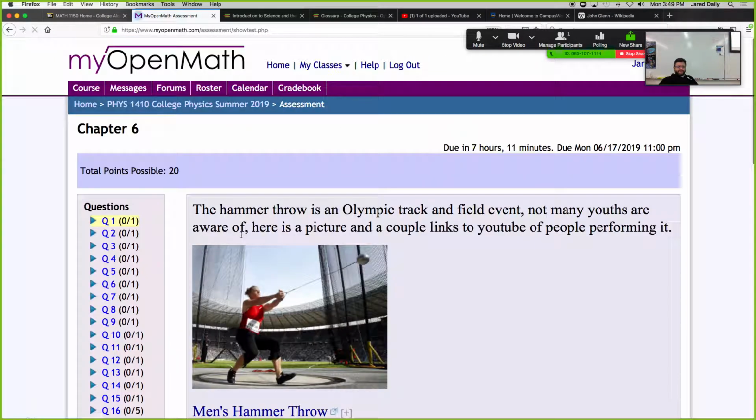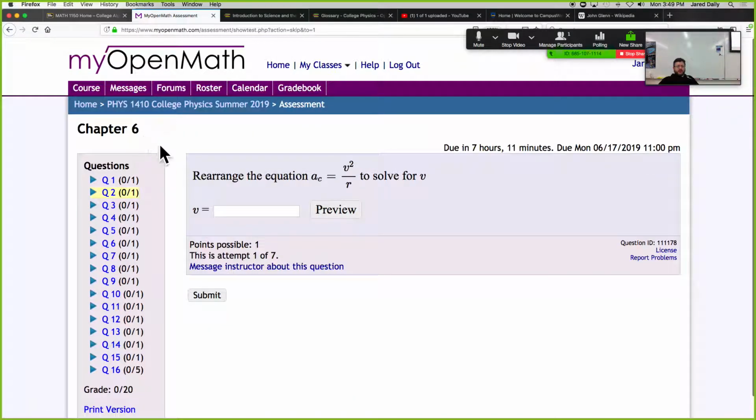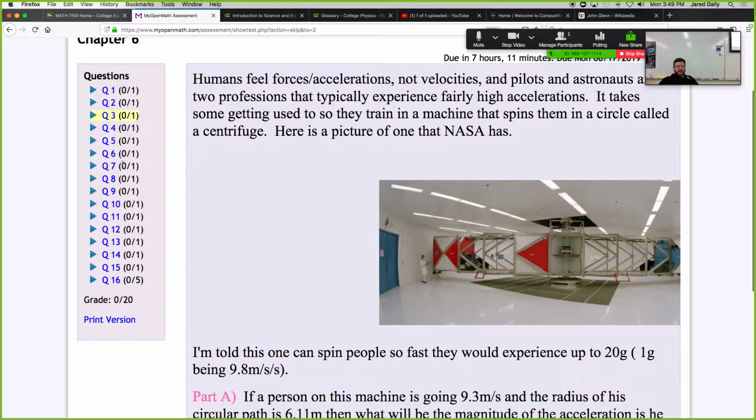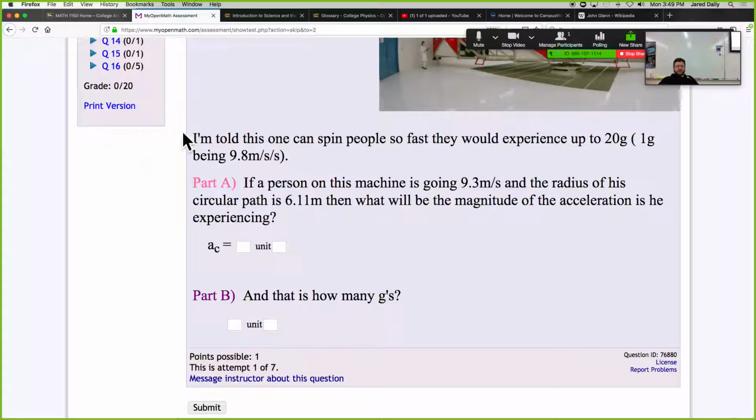Chapter 6. So the hammer throw, rearranging equations, we know how to do. Accelerations, right? 9.3 meters per second. And the radius of the circular path is 6.11 meters. Now this is something that I would recommend that you think about.